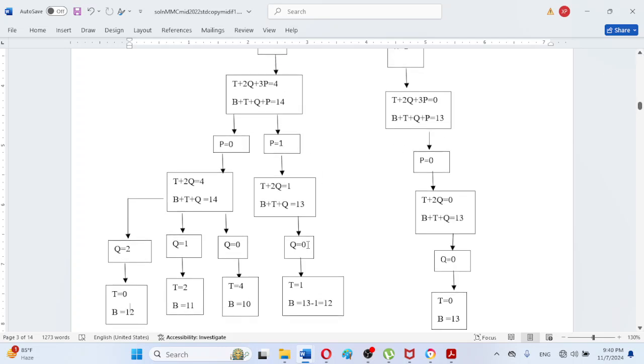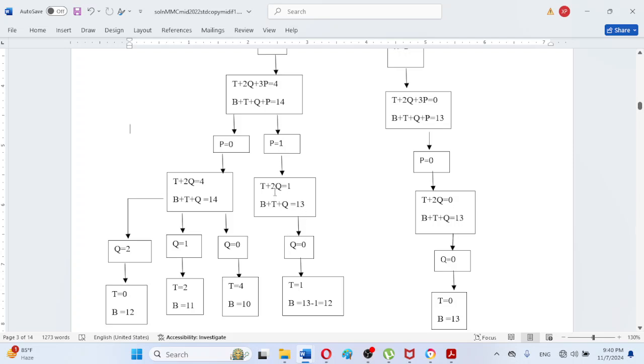So the other value of p was 1. So the fourth set will be obtained from p is equal to 1. So if p is equal to 1 in the upper equation, we can observe that t plus 2q plus 3 will be equal to 4. So 4 minus 3 on the right hand side will give 1. So t plus 2q will be equal to 1, and the lower equation will give b plus t plus q plus p is equal to 14, so 14 minus 1 will be equal to 13 here.